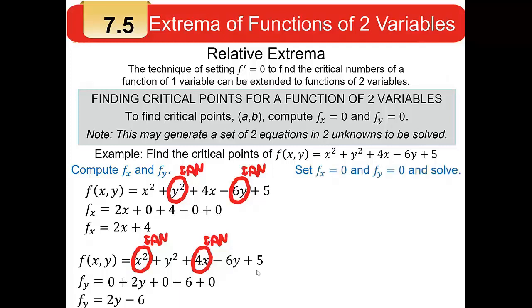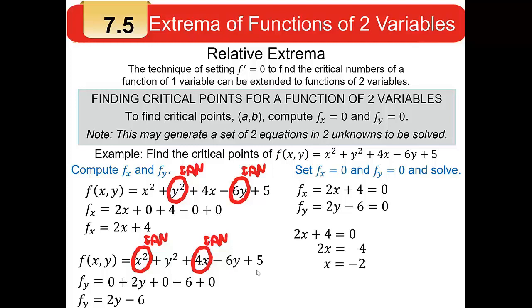Then I want to set those two things equal to 0. Well, when I set 2x plus 4 equals 0 and 2y minus 6 equal to 0, and just go through the simple algebra, I get x equal minus 2 and I get y equal 3. So the point minus 2 comma 3 is a critical point. In the simplest cases, this is very simple.